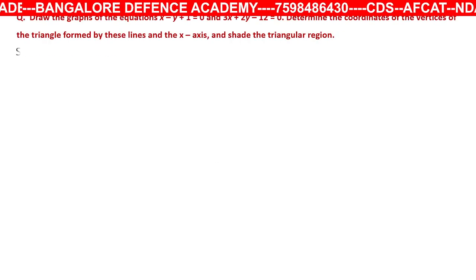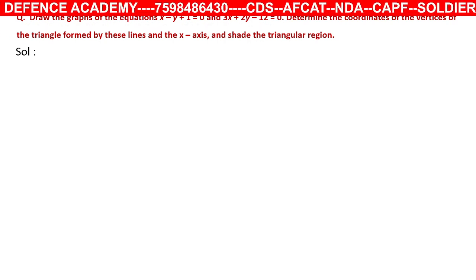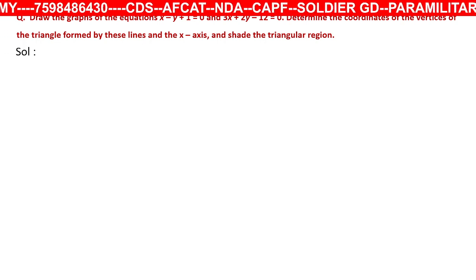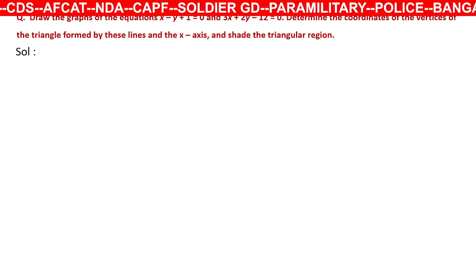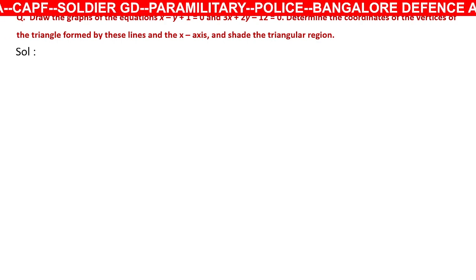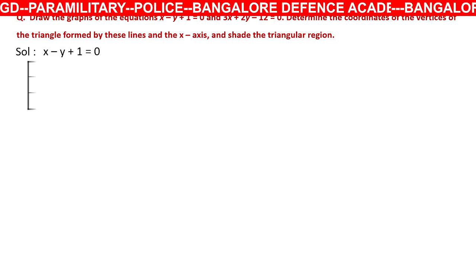Now in a similar way, we have to solve the same kind of questions using the graphical method. Draw the graphs of the equations x minus y plus 1 is equal to 0 and 3x plus 2y minus 12 is equal to 0. Determine the coordinates of the vertices of the triangle formed by these lines and the x-axis, and shade the triangular region. So, x minus y plus 1 is equal to 0.